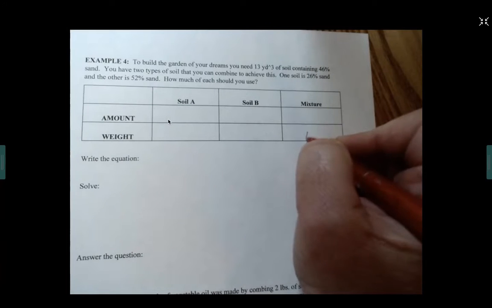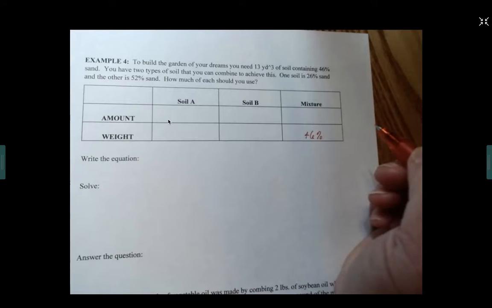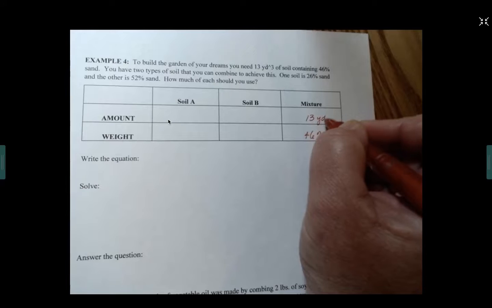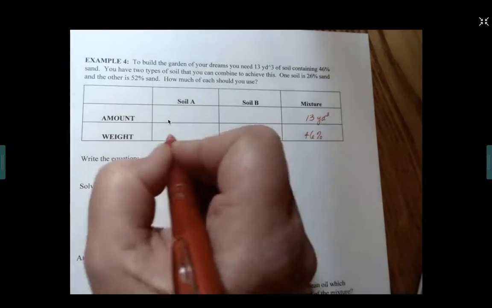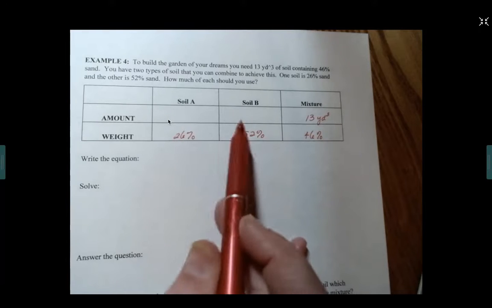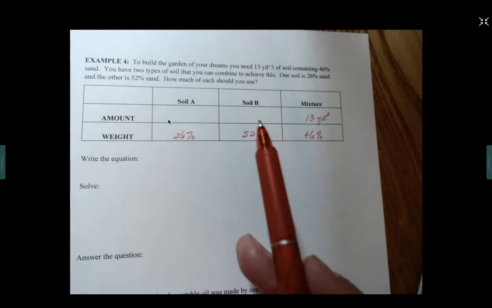So we know that we want our final to be 46% sand. And we need 13 cubic yards of that. Now we have a 26% sand and a 52% sand. And we need to know how much of each we should combine to get our 13 cubic yards of 46%. Now again, one of these will represent X. The other will be 13 minus X.